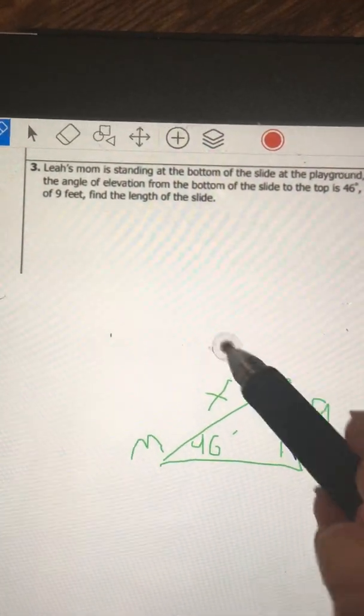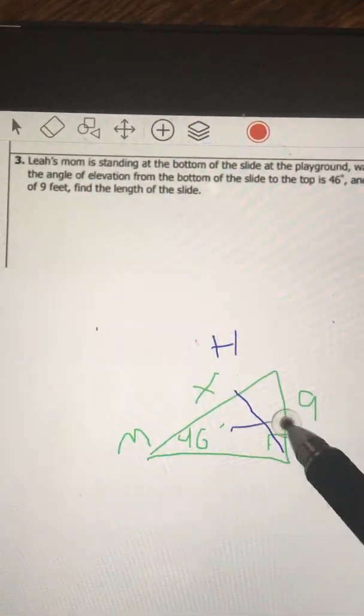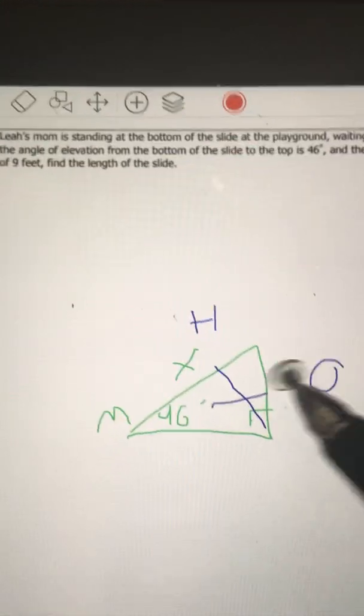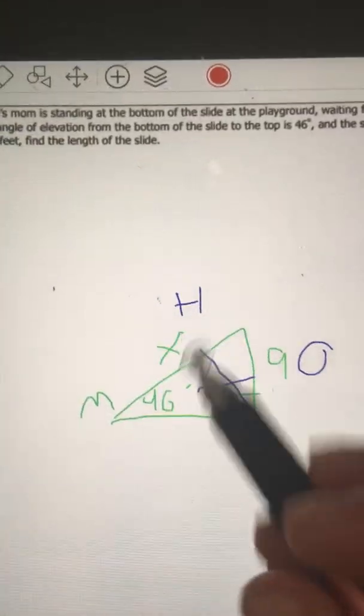So again, across from 90 is H. This time we do have it. Across from our angle is O. We only need 2 sides to solve. So we have OH.